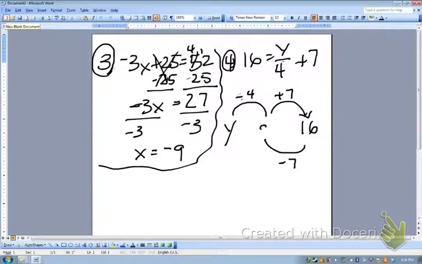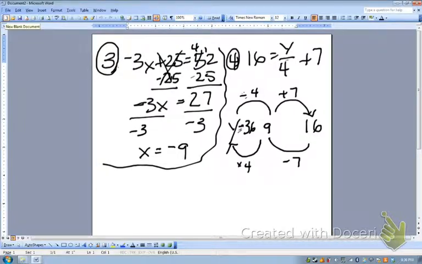16 minus 7 is 9. On my way back to y, since I divided by 4 when I was leaving, I'm going to multiply by 4 to go back home, and I get y is equal to 36. Same thing here as on the last one. If you don't have it written down, get it written down while I try to fix my equal sign.